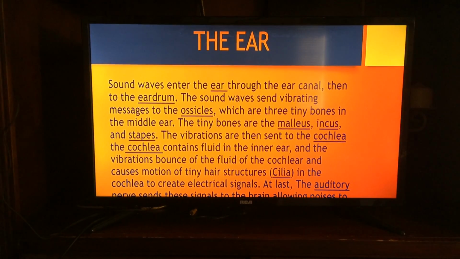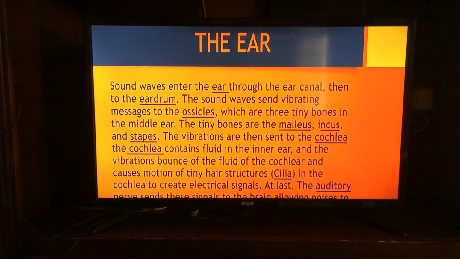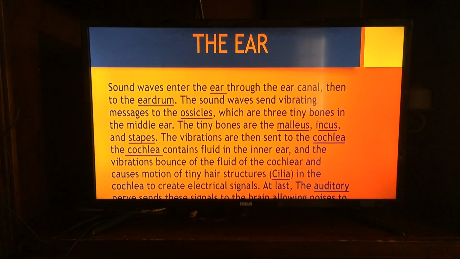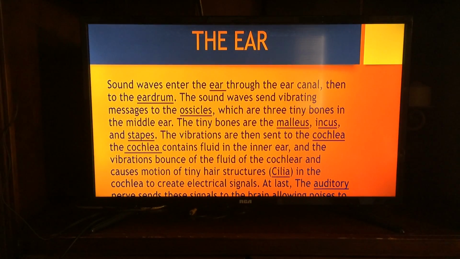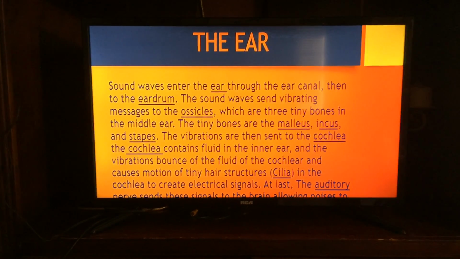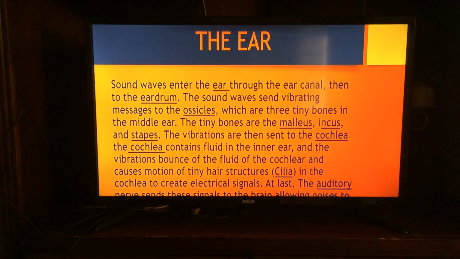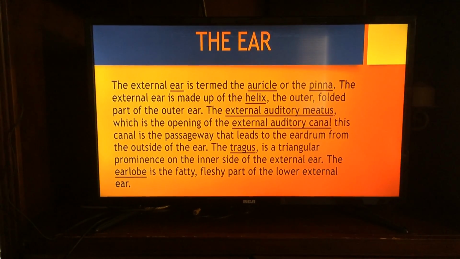The cochlea contains fluid in the inner ear, and the vibrations bounce off the fluid of the cochlea and cause motion of tiny hair structures in the cochlea to create electrical signals. At last, the auditory nerve sends these signals to the brain, allowing noises to be heard.